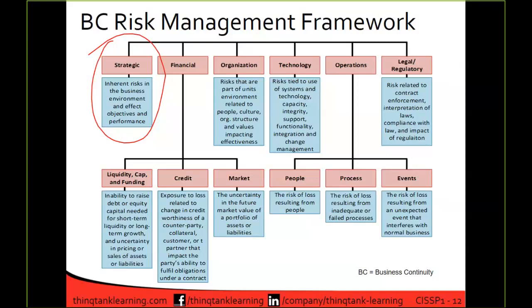So it says inherent risks in the business environment and the effect, objectives, and performance. So what we're talking about is what are the risks to the business and the business environment, and what would be the effect of our policy objectives for our business continuity framework and performance objectives for the business. So that's the strategy that the business is going to employ in order to ensure business continuity. And we're going to get into this in a lot more detail as we go through the lesson here.